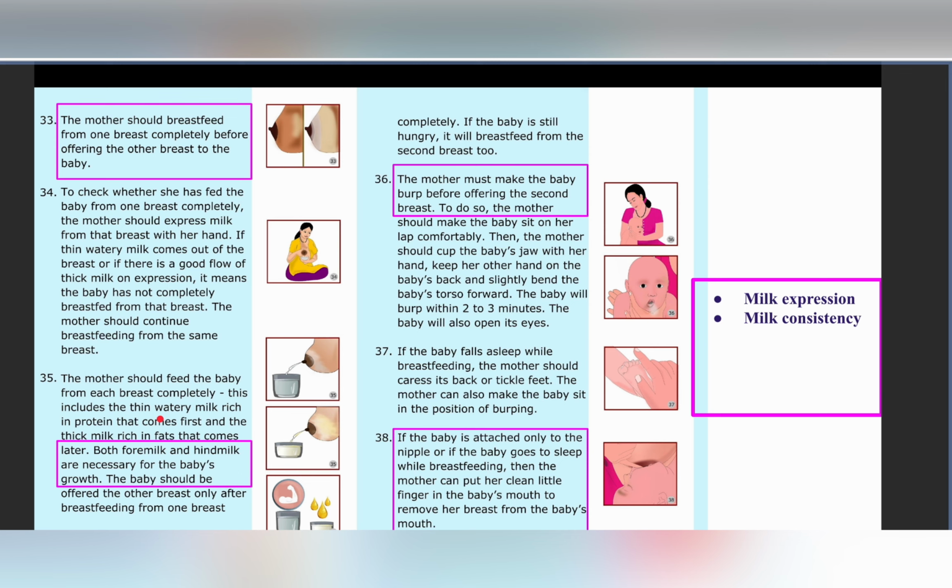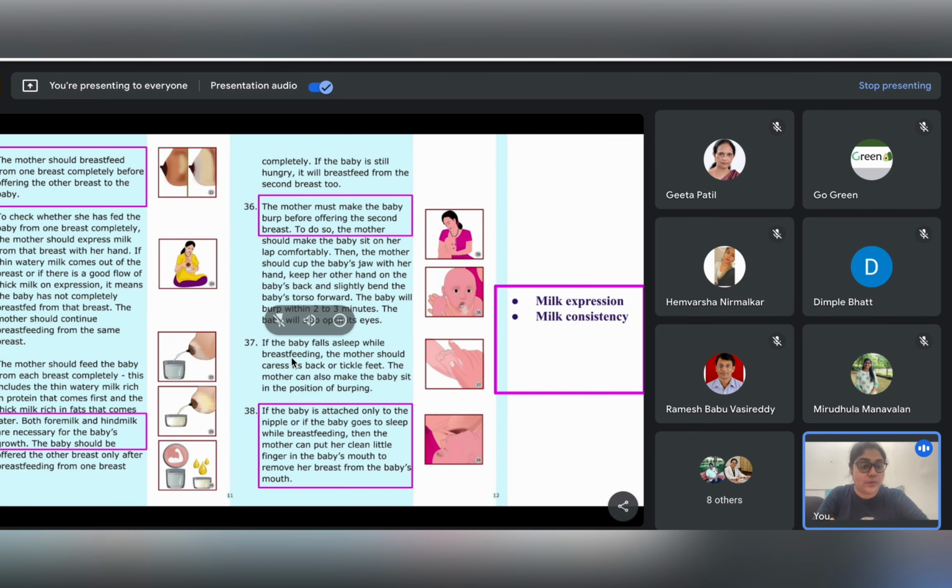So if the mother presses or compresses the breast and sees that a thin, watery liquid is coming out, that is the foremilk, right? And after that, obviously the mother shouldn't automatically change the breast. The mother should continue feeding, and only after the hind milk is ejected entirely is it advisable that the mother changes the breast.